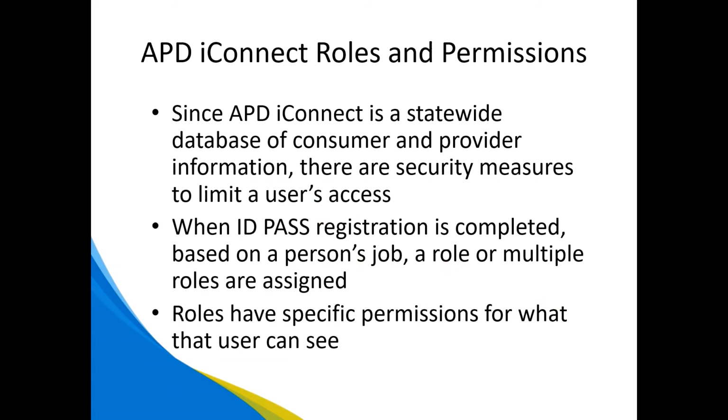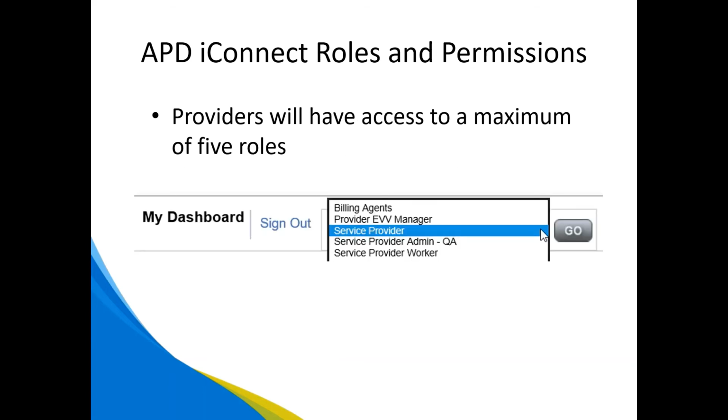Since APD iConnect is a statewide database of both consumer and provider information, there are security measures in place that limit a user's access. It's done by the roles and permissions that are set up within APD iConnect. When your ID Pass registration is completed, based upon a person's job, they might be assigned a role or multiple roles, and each of those roles has specific permissions for what that user can see. Providers will have access to a maximum of 5 roles, and we'll go and talk about what each one of those roles does and what they can access.